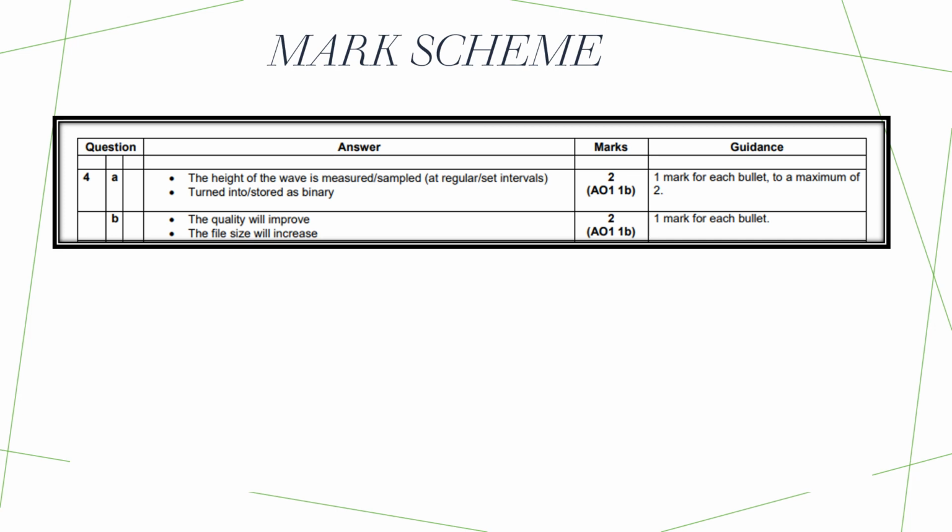So an example answer that I would have written, or that many students write across the country, is that you take samples of the wave. Take samples of the height of the wave or the amplitude of the wave at regular intervals per second, and then that data is converted into binary. You need to have some sort of reference to the fact that it's converted into ones and zeros at the end, and also that it's using sampling to do so.